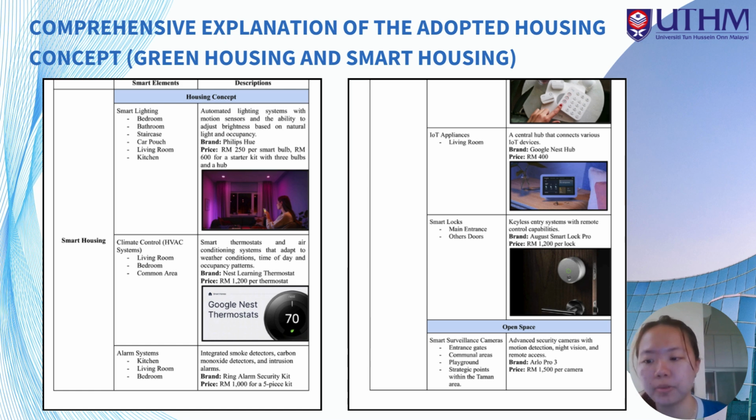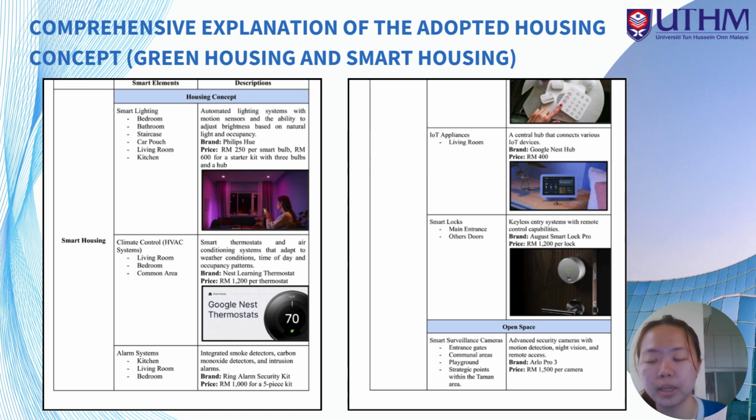First of all, for the smart housing, we will apply smart lighting in the bedroom, bathroom, staircase, carport, living room, and the kitchen. The smart lighting is an automated lighting system with a motion sensor and the ability to adjust the brightness according to the natural light and the occupancy. We will use the Philips brand, and the price is 250 per smart bulb, 600 for a starter kit with 3 bulbs and a hub.